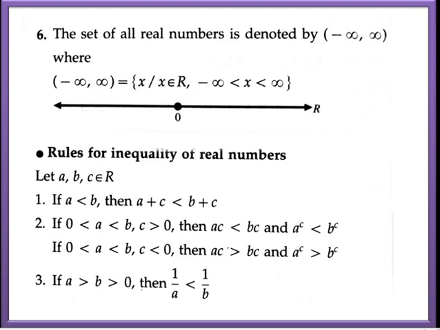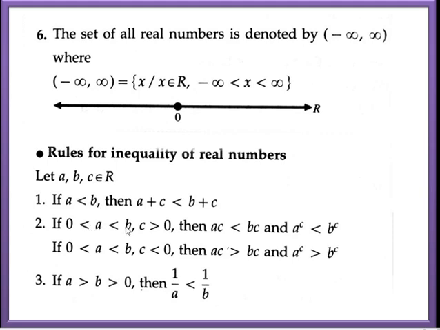Now these are interesting rules for inequality of real numbers. Let A, B, C belong to R. If A is less than B, then A plus C is less than B plus C. That is, you can add or subtract, because subtraction is addition only. What is A minus B? It is A plus minus B. So you can add or subtract the same number from both the terms.